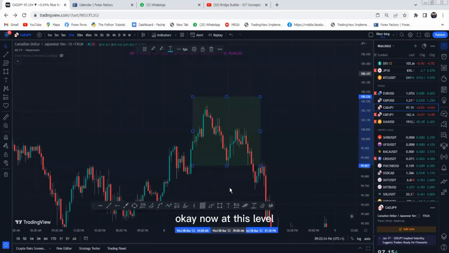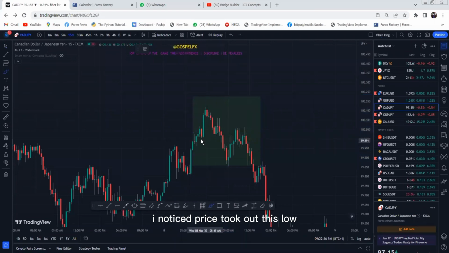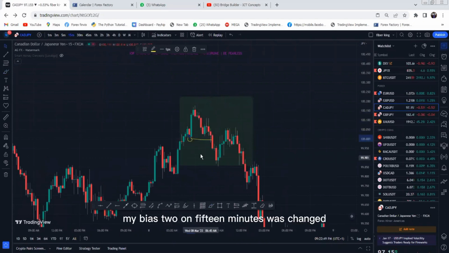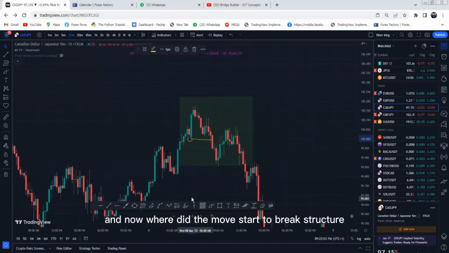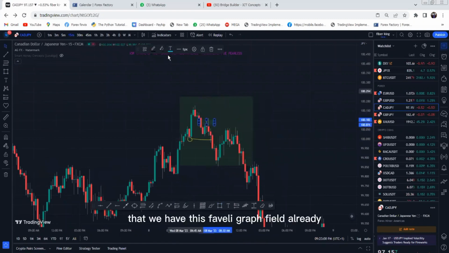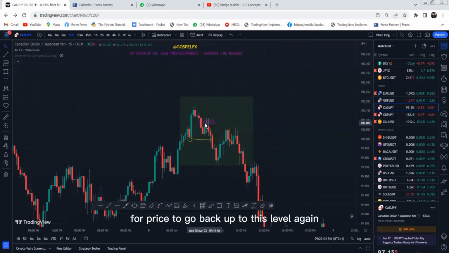Now at this level, I noticed price took out this low. This is the last low that caused this huge move into that BC of the 4 hour. So immediately price took this low, my bias on 15-minute was changed. This was already a break of structure for me. And now, where did the move start to break structure? If you look here, you will notice that we had this fair value gap filled already. So there is no reason for price to go back up to this level again.